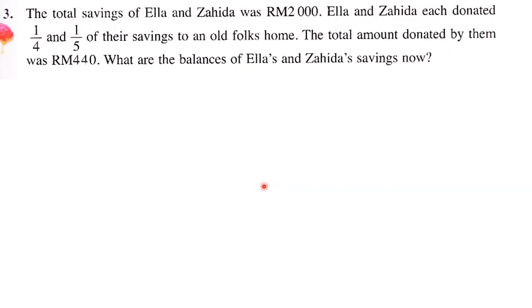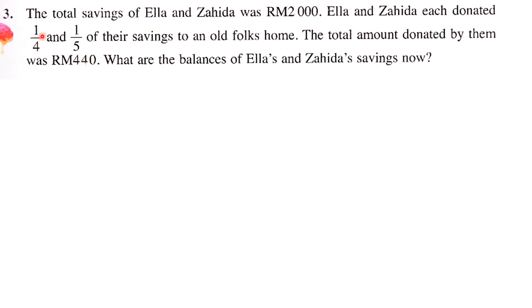Alright, next question. The total savings of Ella and Zahida was 2,000. Ella and Zahida each donated 1 over 4 and 1 over 5 of their savings, okay, to an old folks home. So Ella would give 1 over 4 of her savings. Zahida would give 1 over 5 of her savings. Okay, but we don't know the savings of Ella nor Zahida, which would amount to 2,000. The total amount donated by them was 440.